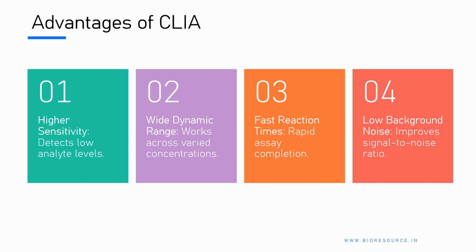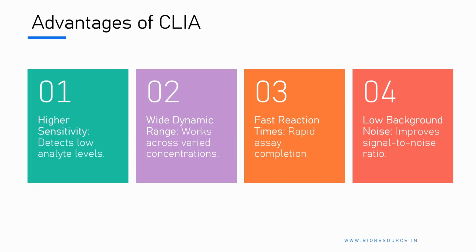It has a wide dynamic range. CLIA covers a broad range of analyte concentration from very low to very high levels without requiring multiple sample dilutions. Unlike ELISA, where higher concentrations may saturate the optical density reading, CLIA allows linear quantification across a wider range. Examples include CLIA-based hormone assays like TSH and cortisol, which can measure both the extremely low and high levels within a single assay run without significant modification.